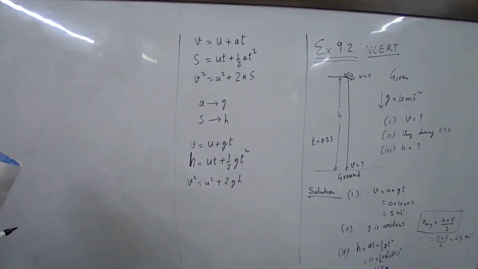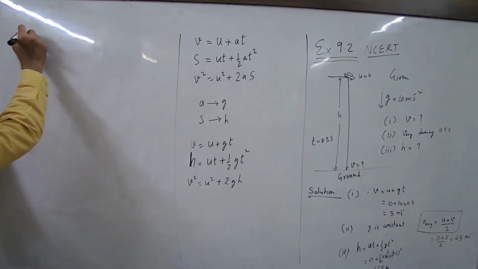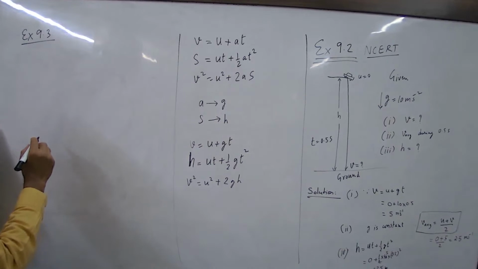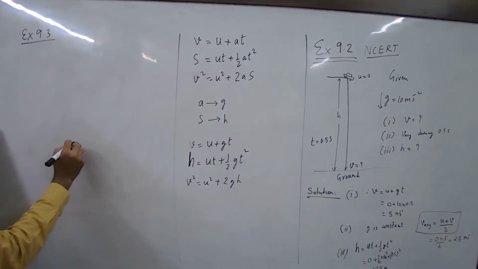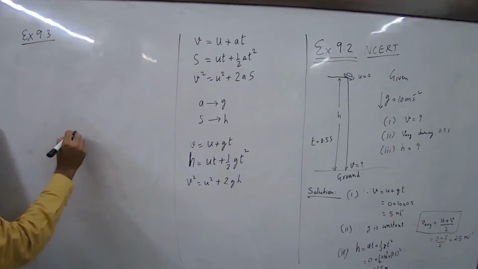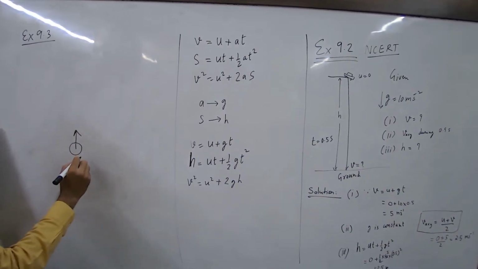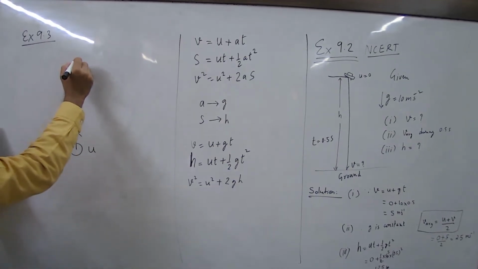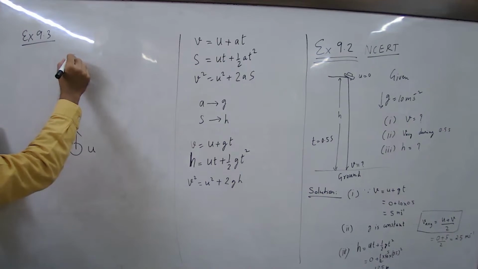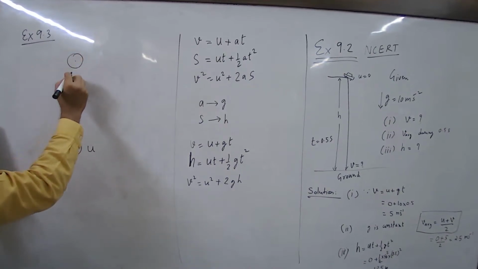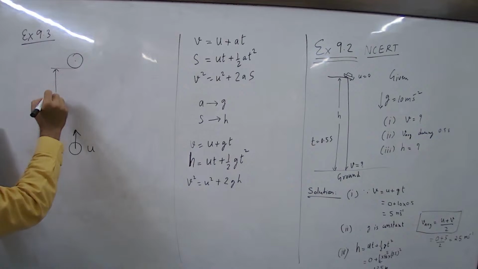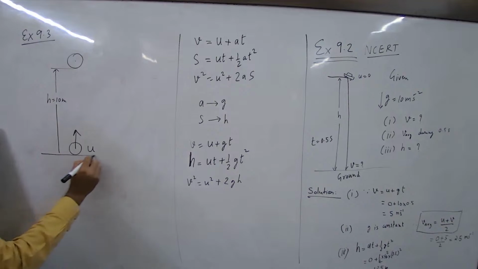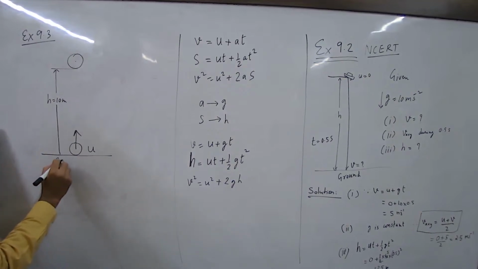Okay, so let's write down the given data. This is example 9.3. An object is thrown vertically upward. So let me draw the diagram. It's thrown vertically upward. And velocity is not given. We don't know. Then it reaches the height of 10 meters. So when it reaches the full height, h is equal to 10 meters. This is given from the ground. This is ground.